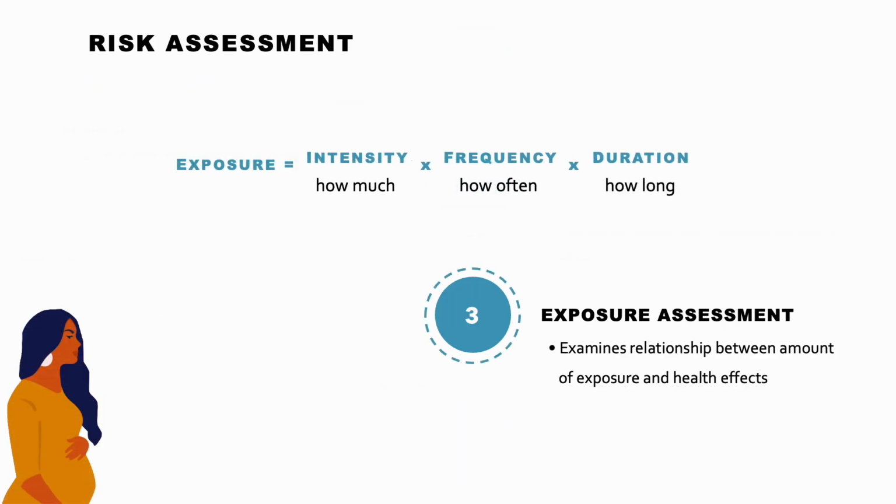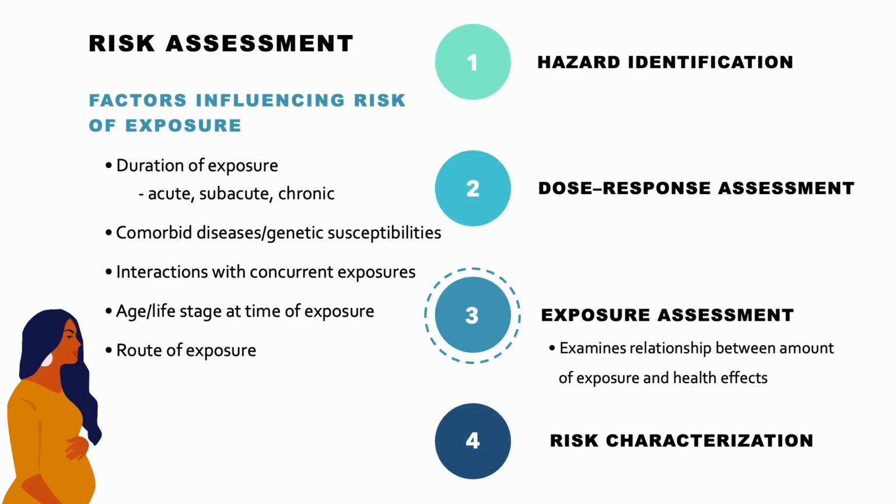Why does one individual, when exposed to a toxicant, develop disease, while another with the same exposure does not? The health effects of an exposure depend on more than the dose. Duration of exposure, frequency, route of exposure, age, genetics, underlying medical conditions, and concurrent exposures all influence individual risk.